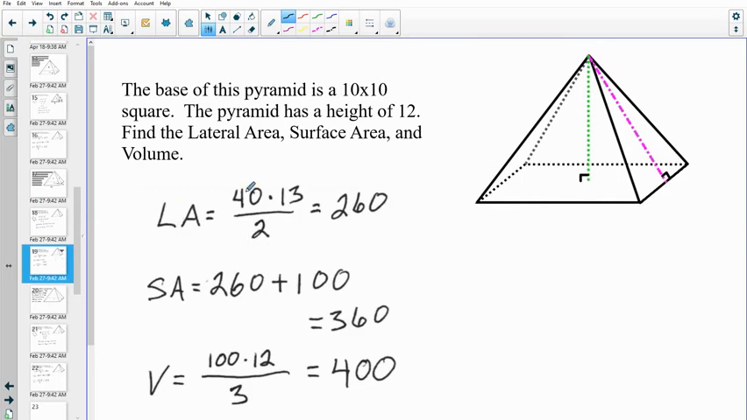And then off to the formulas. The lateral area is the perimeter of the base times the slant height divided by 2. I got 260 for that. My total surface area is the lateral area plus the area of the base. That's how I got 360. And finally, the volume is the area of the base times the height of the pyramid divided by 3, for 400.